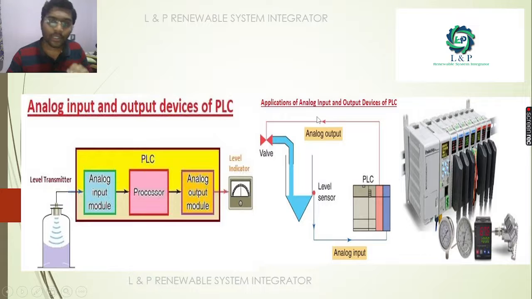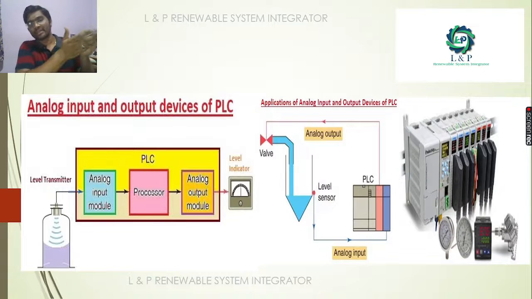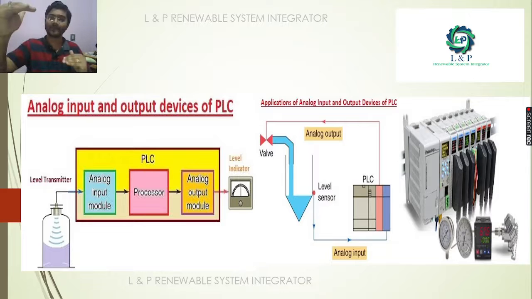How are the analog input and output modules getting connected with the PLC? See here, we have a level transmitter. It shows the level of the water. Say, for example, the level transmitter output is 2 to 10 volts or 4 to 20 milliamps. With the help of this analog input module, we are taking the output of this level sensor. With the help of this PLC and this logic, we are processing it, and we made a logic that if the level fills the tank, then we need to close the valve.